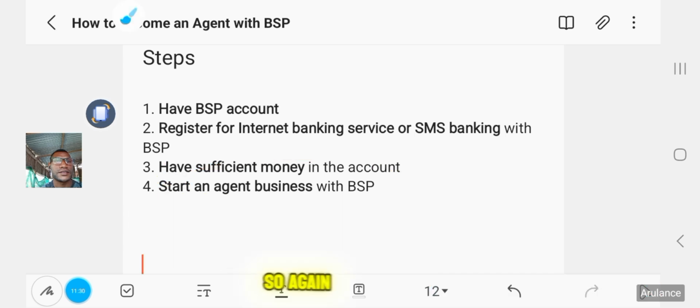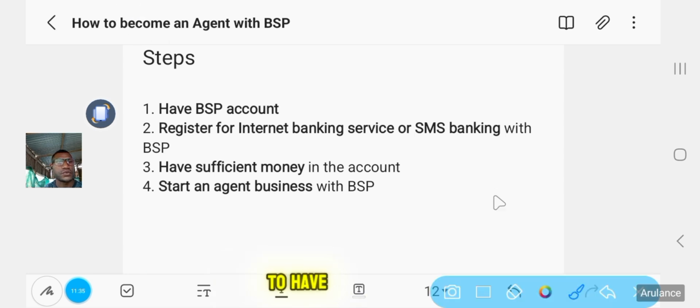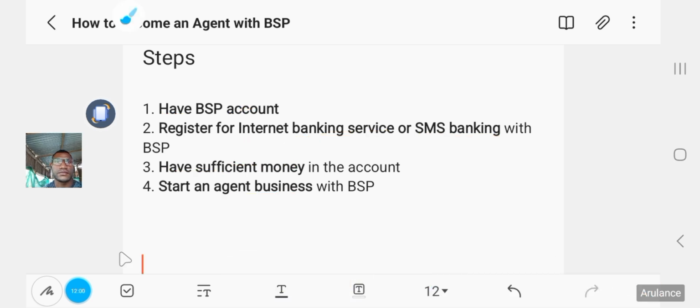Yes. So again, to summarize, the first prerequisite is to have an account, a BSP account. Second is to register yourself with internet banking service or SMS banking service. Third step is to have sufficient funds, cash or money in your account. And the final step is to actually start your business. All right. So remember these steps, and these steps will guide you through to establish a successful business with BSP.